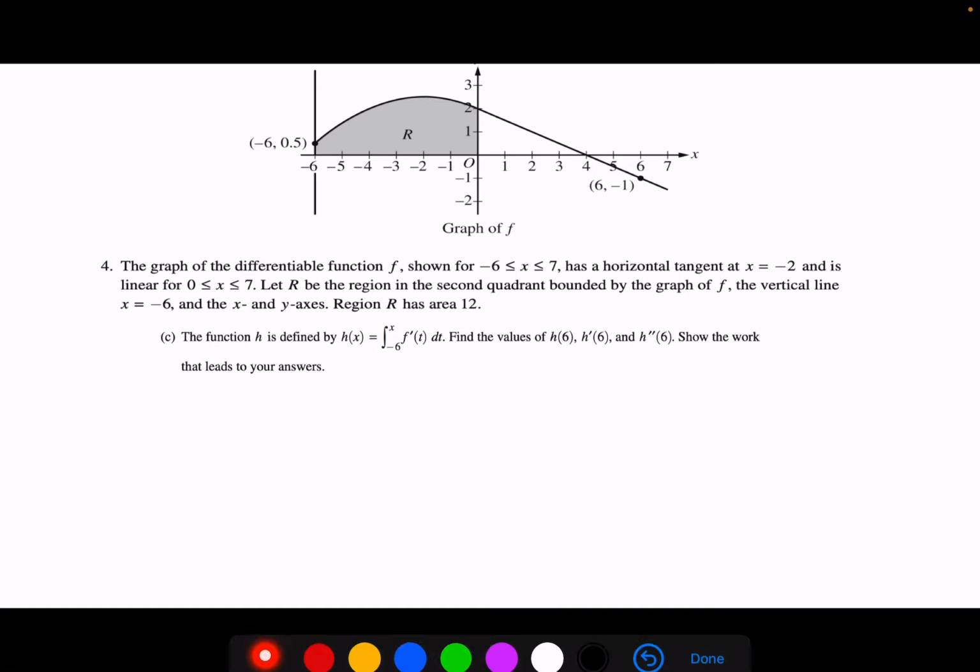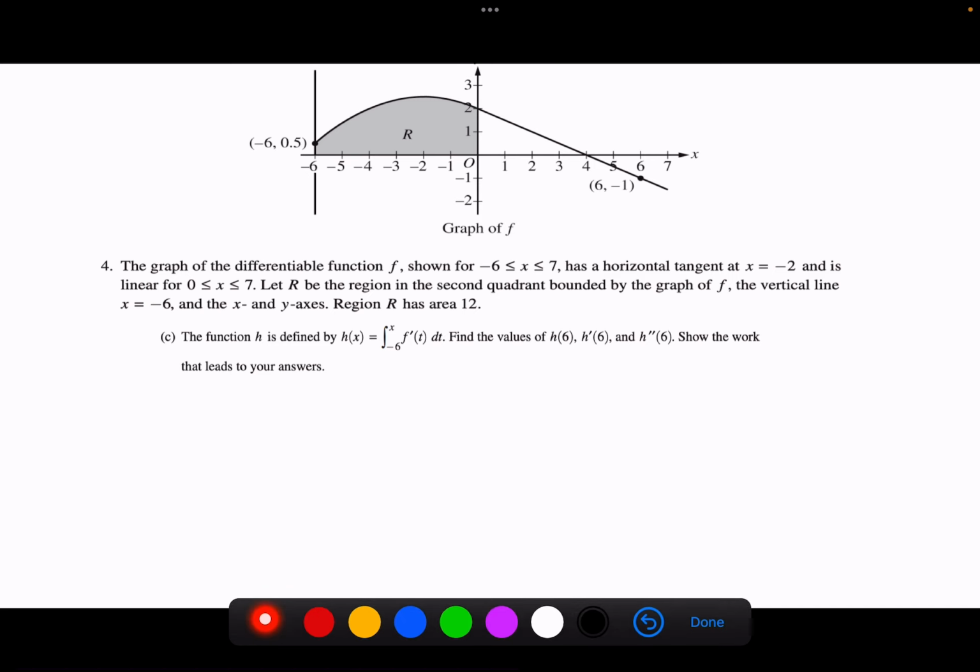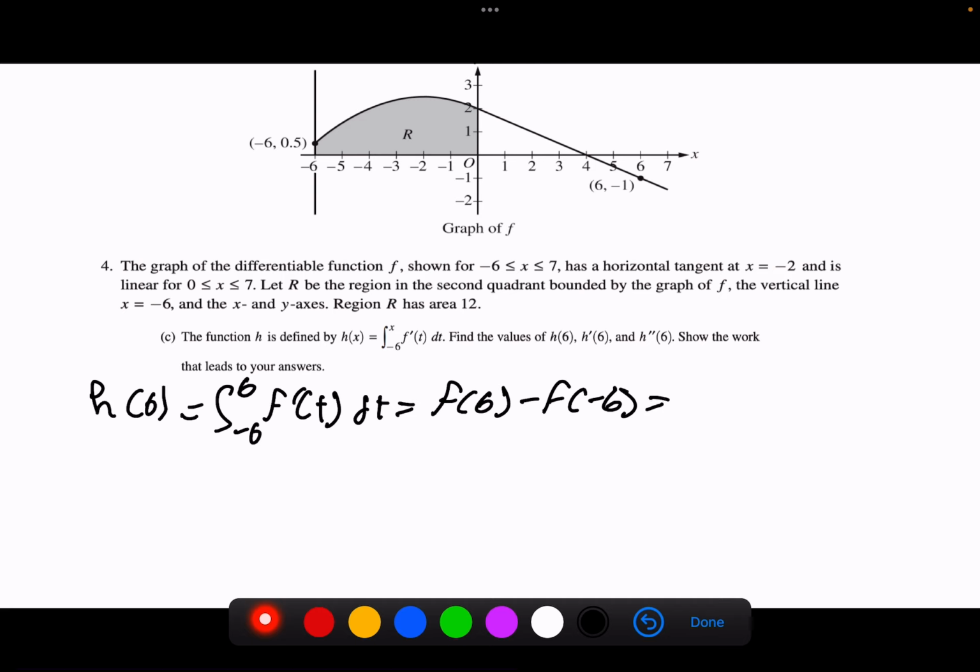Hold on, let me just make some space. H of 6 is equal to the integral from -6 to 6 of f prime of t dt, which is equal to f of 6 minus f of -6. Let's see if we can tell that from the graph. F of 6 is -1, minus f of -6, which is 0.5. So -1 minus 0.5 is -1.5. You don't need to simplify that on the exam, by the way, but since this is an easy one to simplify, I might as well just do it.